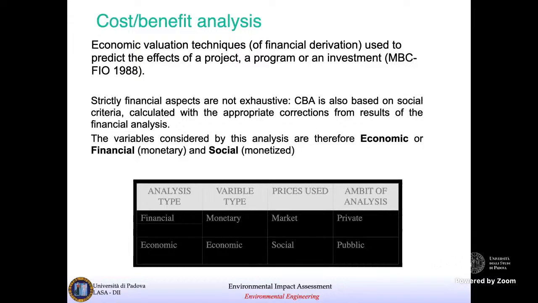While if you have to evaluate, for example, the suitability of some kind of service realization, like for example a highway or waste treatment plants and so on, these are a kind of public ambit of analysis in which you shall employ some prices derived from social analysis. The variable types are here economic, and the type of analysis, of course, is economic as well.